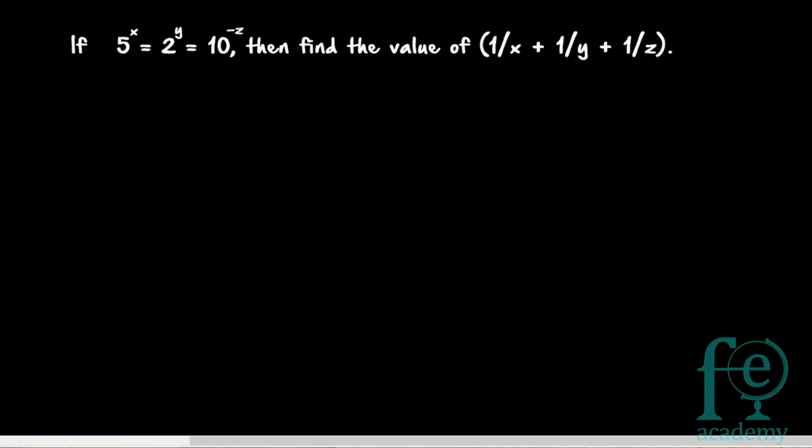So today's question is, if 5 raised to x is equal to 2 raised to y is equal to 10 raised to minus z, then find the value of 1 by x plus 1 by y plus 1 by z. Okay, so how to do this?